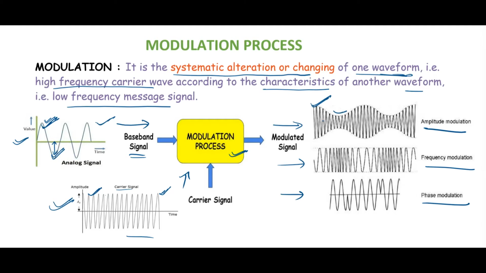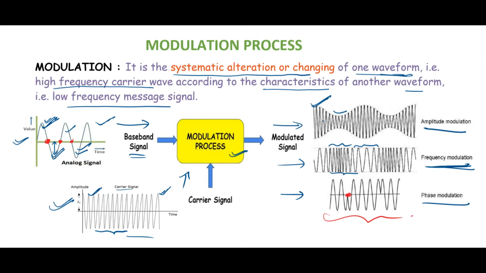Likewise, if we are performing frequency modulation, your frequency will vary according to the amplitudes of your message signal. For the positive cycle, you'll have a high frequency component, meaning the frequency of the carrier will increase. For the negative cycle of the message signal, the frequency of the carrier will decrease. Likewise, whenever there is a zero crossing in your signal, you will observe a phase change in the output wave, and that is phase modulation.